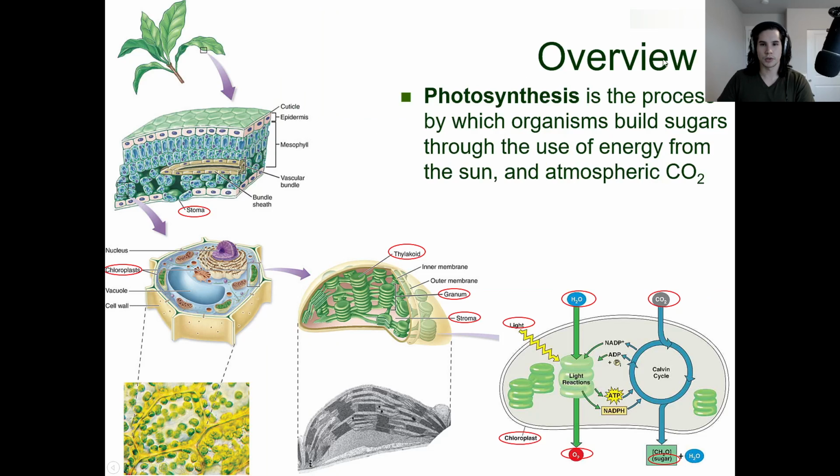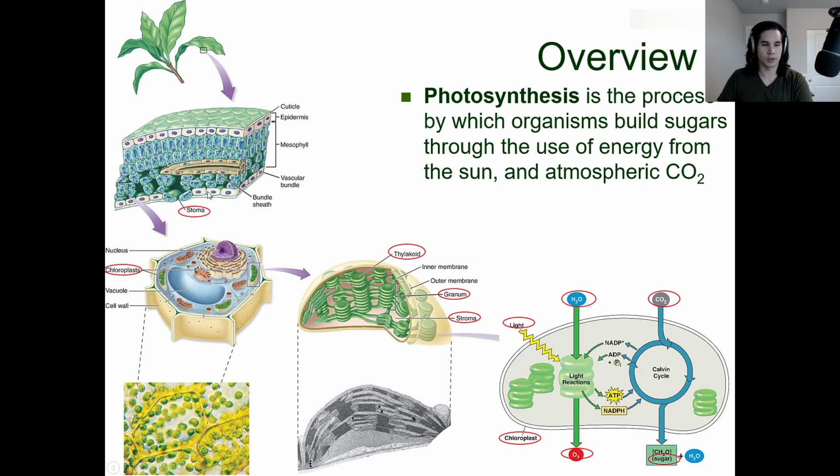So, as an overview, photosynthesis is a process by which organisms build sugars through the use of energy from the sun and atmospheric CO2. We know that glucose is composed of carbon. It's a string of carbons that makes the glucose molecule. When plants synthesize glucose, when they synthesize sugars, they're actually pulling those carbons from the atmosphere. So they're taking CO2 from the air and splicing them together to make sugars.